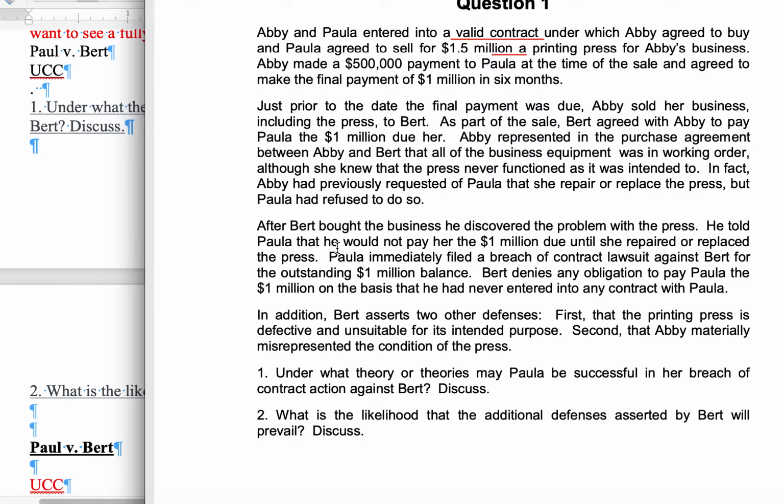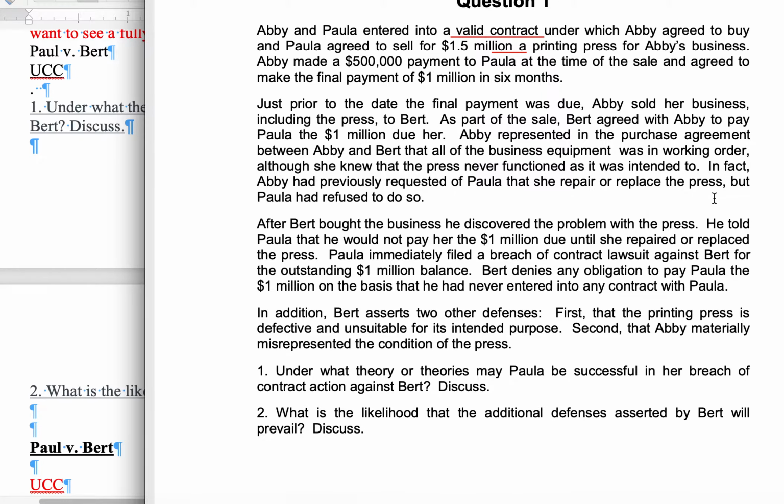Just prior to the date the final payment was due, Abby sold her business, including the press, to Bert. As part of the sale, Bert agreed with Abby to pay Paula $1 million due to her. Abby represented in the purchase agreement between Abby and Bert that all the business equipment was in working order, although she knew that the press never functioned as it was intended to. In fact, Abby had previously requested of Paula that she repair or replace the press, but Paula refused to.